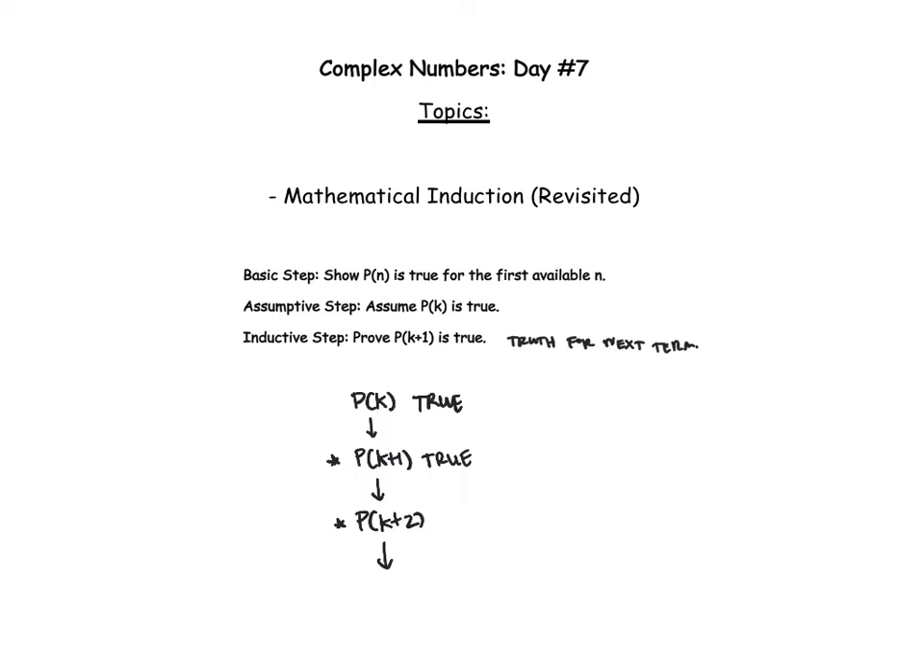So let's go ahead and get into an example. For this lesson, I'm just going to do one example. And that example is going to be proving de Moivre's theorem using math induction. So what I'm going to do is I'm going to prove that z to the nth power is equal to r to the nth power times cis n theta.